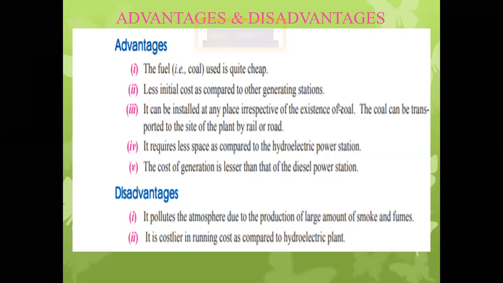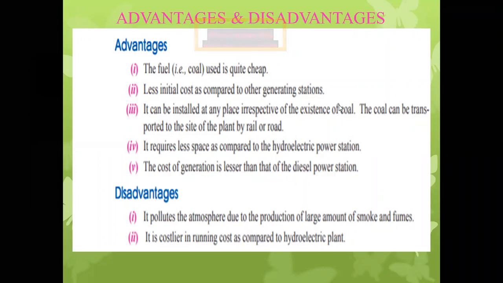Shortly, we can say it is costlier in running cost as compared to the hydroelectric power plant. As I said earlier, in case of the hydroelectric power plant, running charges are lesser as compared to another power station. In case of the steam power station, it requires higher running costs.